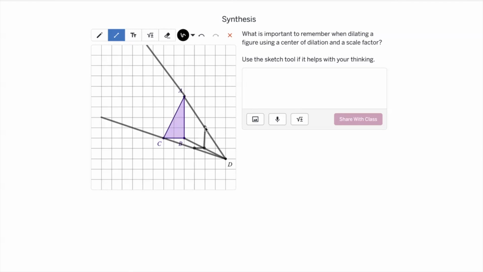Again, it's not asking you in this problem to do this. It's asking you what's important to remember. So I want you guys to think about what I did in making this dilation and what was important in order to make it accurate. And anywho, that is all for that lesson.